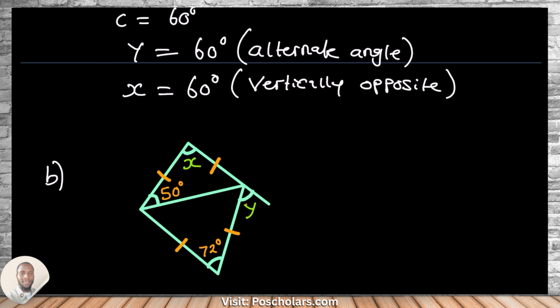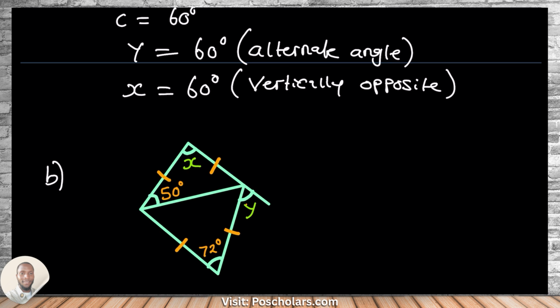So the diagram is saying this side is equal to this side. This side is also equal to this side. We have two triangles infused together. This is the first triangle and this is the second triangle. So let's get started. Since we know that this side and this side are equal, automatically this is an isosceles triangle. And one property of isosceles triangle says the base angles are equal.